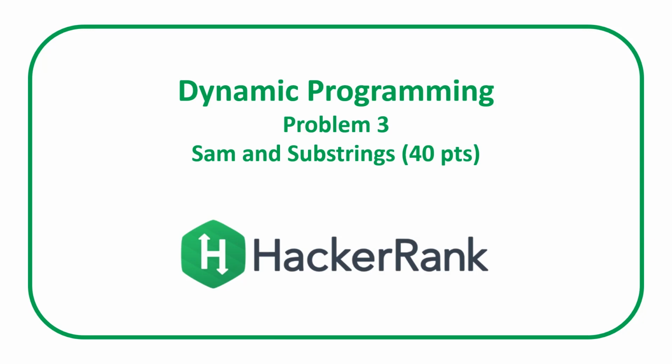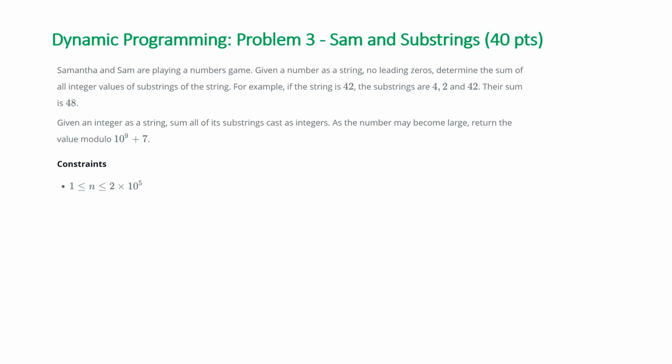In this video, we're going to be covering problem 3 from our dynamic programming series, a problem entitled Sam and Substrings. The problem states Samantha and Sam are playing a numbers game. Given a number as a string with no leading zeros, determine the sum of all integer values of substrings of the string. For example, if the string is 42, the substrings are 4, 2, and 42, and therefore their sum is 48. Given an integer as a string, sum all of its substrings cast as integers.